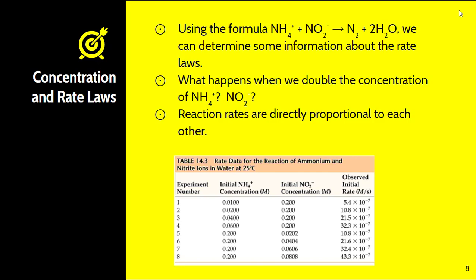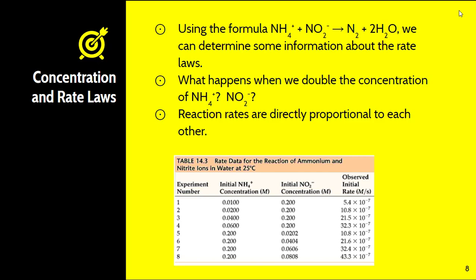Take a look at the observed initial reaction rate. It doubles. Makes sense, right? If you double the concentration of one, it's going to double the rate. Let's take a look at NO2 minus. Let's scroll down to the bottom and look at 5 and 6, because in 5 and 6, NH4 plus stays the same, but NO2 minus is doubled. You notice that the reaction rate also doubles as well. Reaction rates are directly proportional to the concentrations.